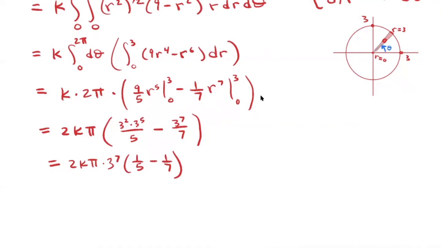I don't know what a 5th minus a 7th is. It would be 7 minus 5, that's 2, over 35. So I think it would be 4k pi times 3 to the 7th over 35. I'm just going to leave the 3 to the 7th in there because that looks much better. I don't want to know what 3 to the 7th is. Okay, and I'm thinking that's just gorgeous. It's beautiful. It makes me smile. All right, that's all we're going to do for that section.